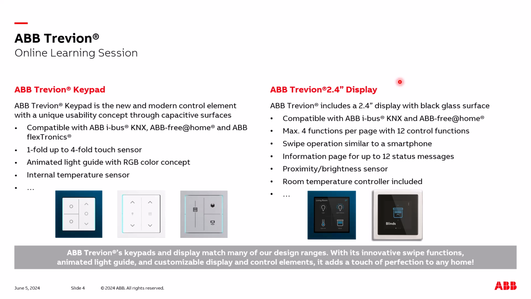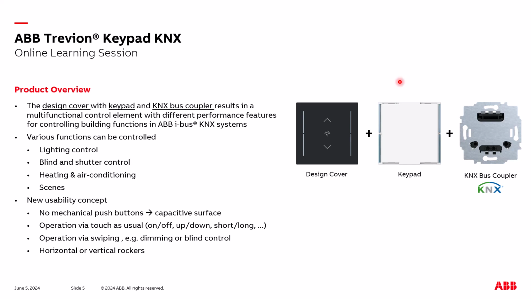Coming to the keypad itself, it consists of 3 parts in principle. The design cover, which I come to a bit later, the keypad itself, and you click this design cover directly onto the keypad, and then of course a KNX bus coupler is also needed. It's for the typical room functions. In more or less every room we have lighting control, shutter and blind control, heating, air conditioning operation, scenes, and more functions if you want.